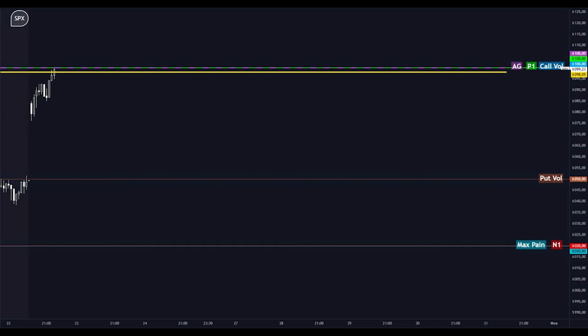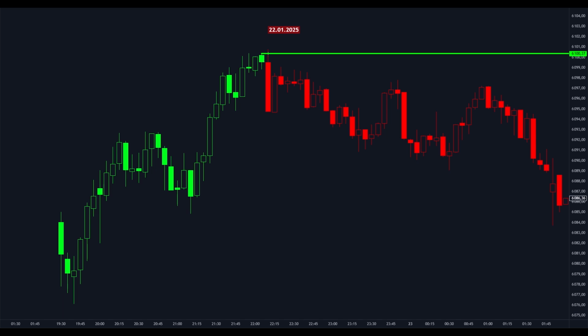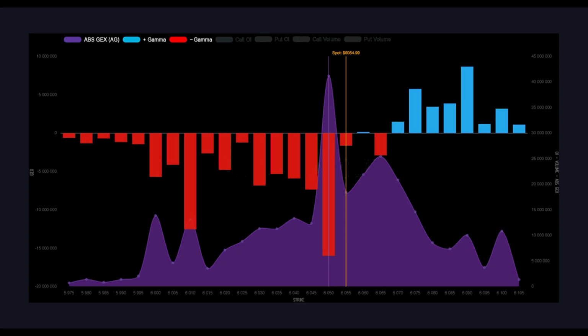If you look at the price chart with all the levels plotted, it looked like this at that time, and if you look at the results of the closing of the trading session in more detail, then indeed after the test of the 6,100 level, the price turned around and the day closed with a drop. Another example is February 12th.